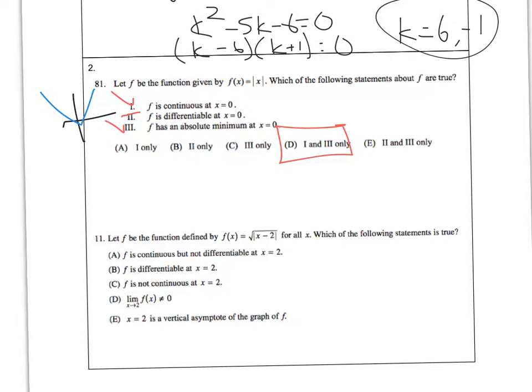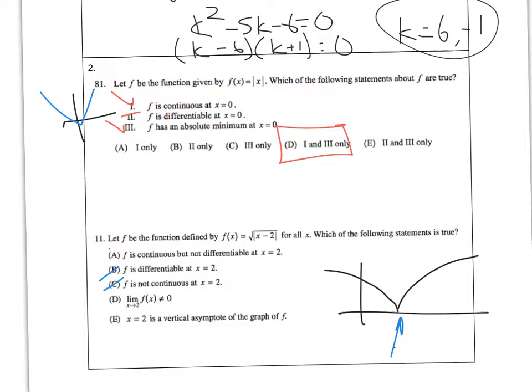Let f be the function defined by that. Which of the following statements is true? So f of x is the square root of the absolute value of x minus 2. If it's just the square root of x minus 2, that looks like this. But the square root of the absolute value means it'll look like this. So we'll have some sort of, I like to think of it as a little birdie thing going on right there. So that means, yes, we are continuous, but we are not differentiable.